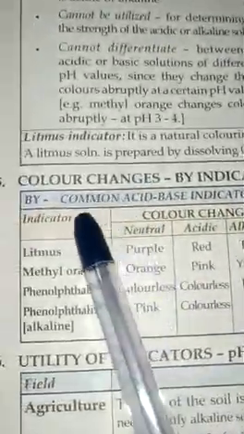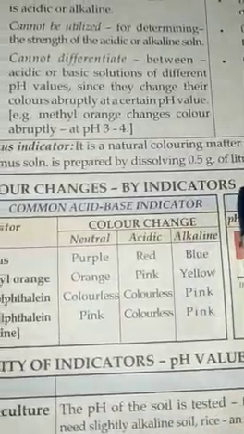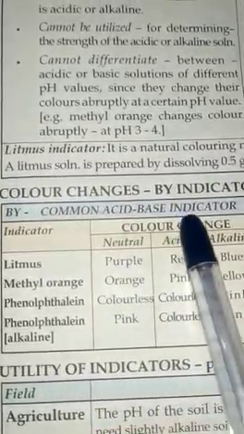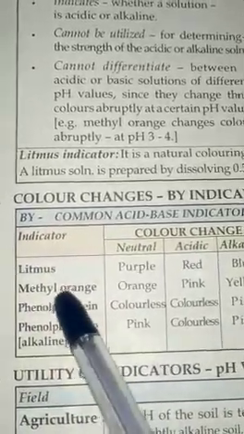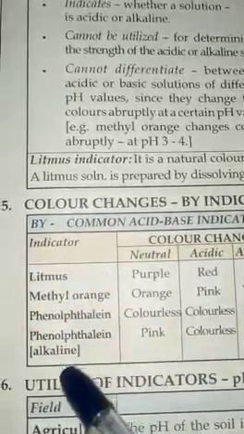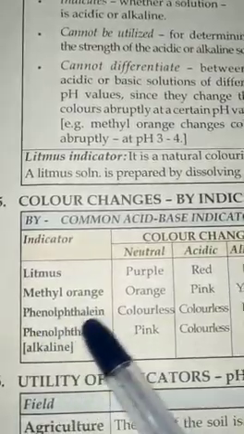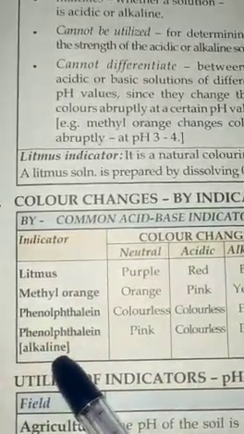Now the next is the color changes by indicators. First is the common acid base indicator. So how does it change color? The indicators given here are litmus, methyl orange, and phenolphthalein, and phenolphthalein in alkaline medium.